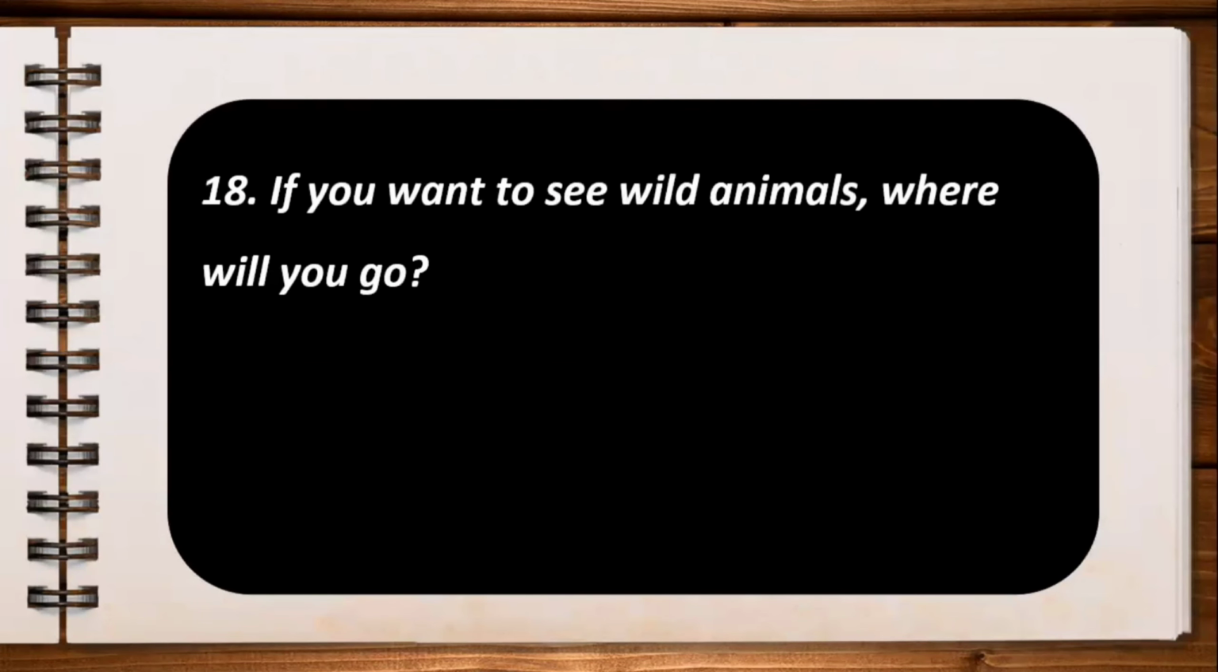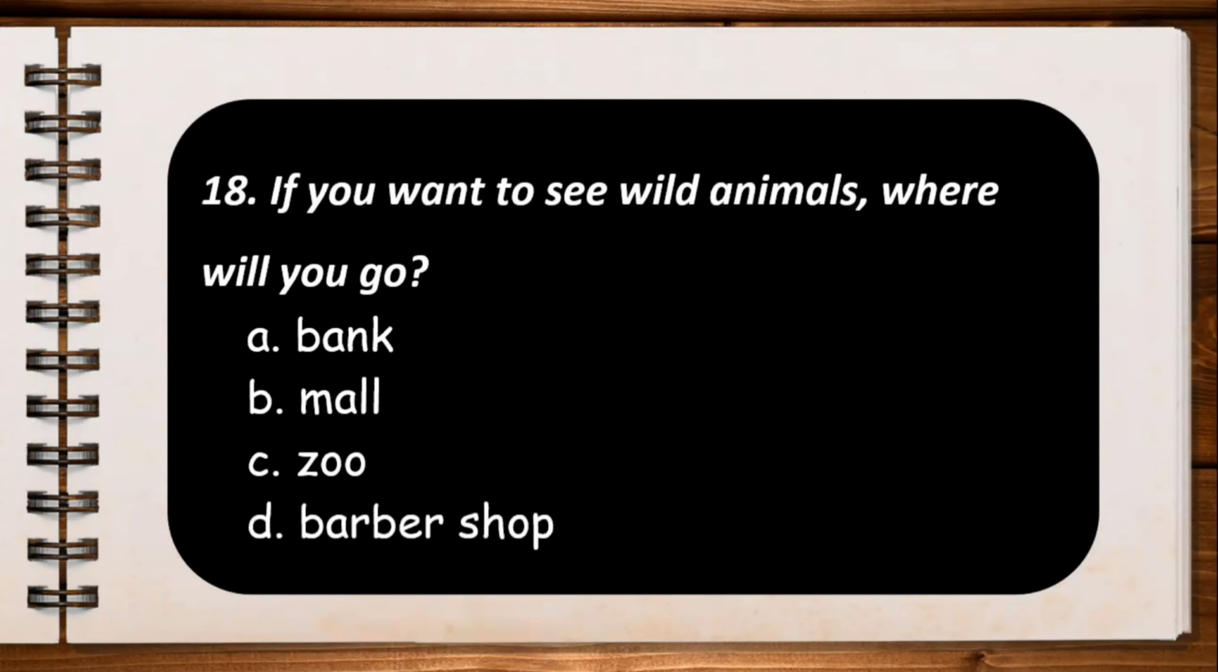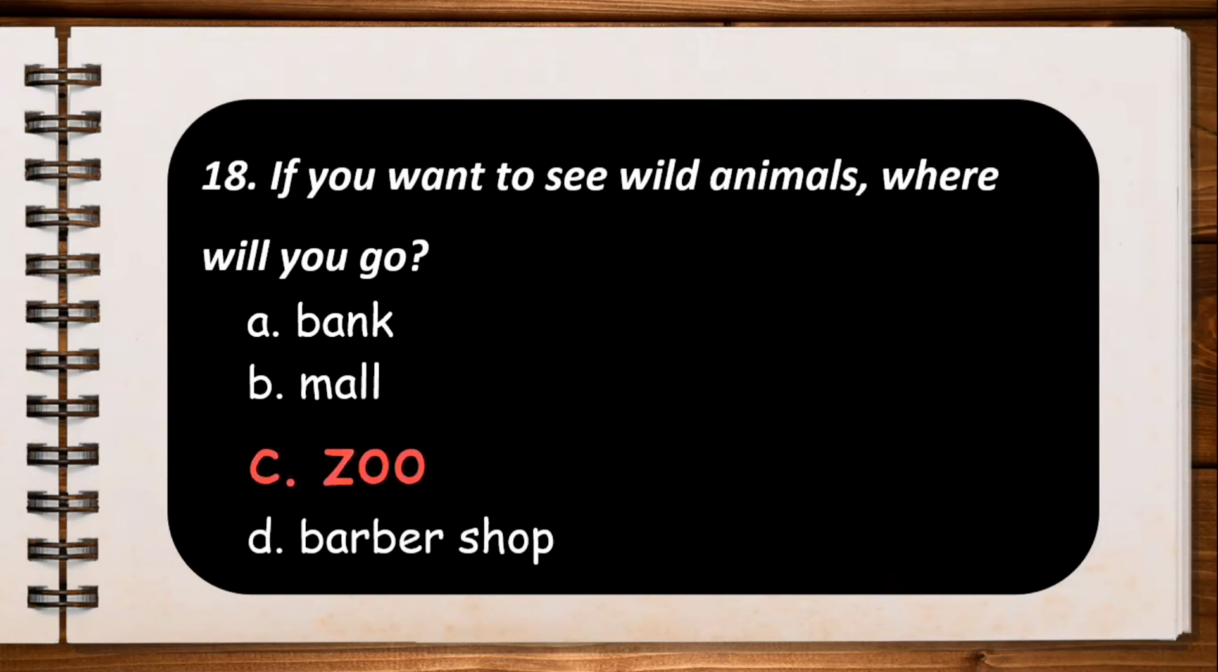Number 18. If you want to see wild animals, where will you go? A, bank. B, mall. C, zoo. Or D, barber shop. Again, if you want to see wild animals, where will you go? The answer is letter C. You will go to the zoo.